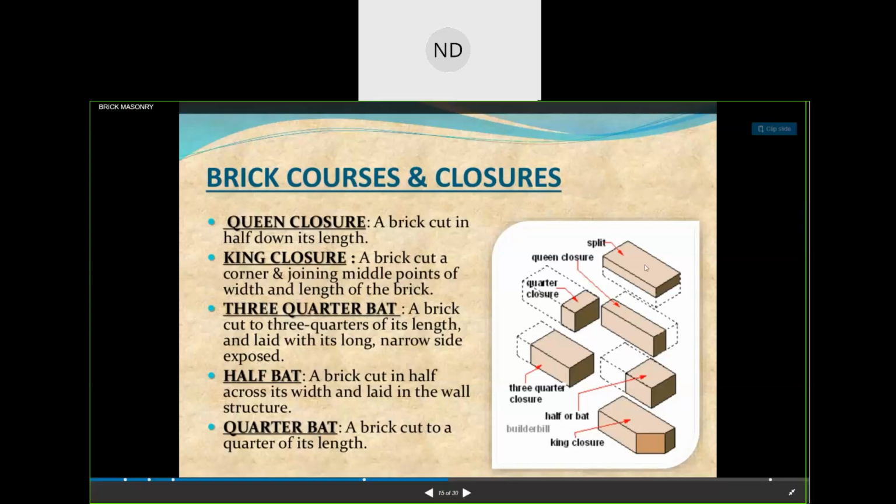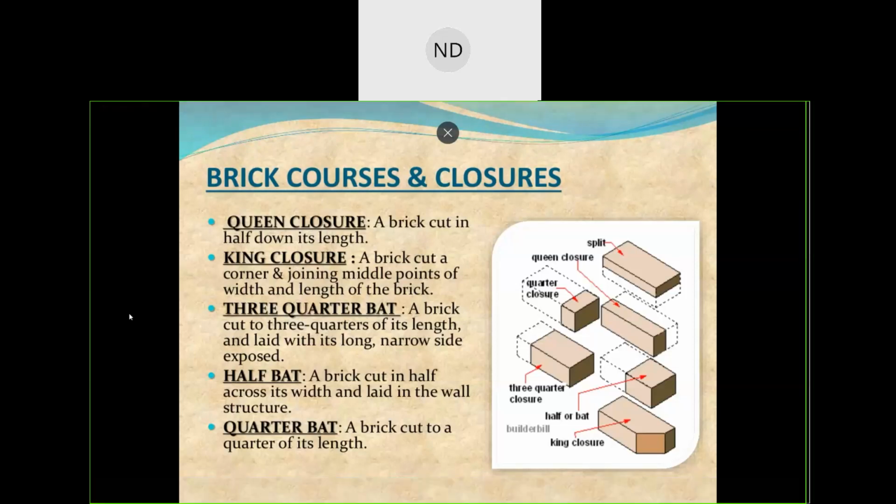Okay, so this is important for your brick masonry, which is your queen closure. What is your queen closure? You need to know. What is your king closure? You need to know. So what is a queen closure? What is a king closure? What is a three-quarter bat? What is a half bat? Because when you are making brick masonry, when you are bonding different bricks together, these things will come across. Like what kind of bond you want, what a three-quarter bat you are using for your bond, or half bat or quarter bat.